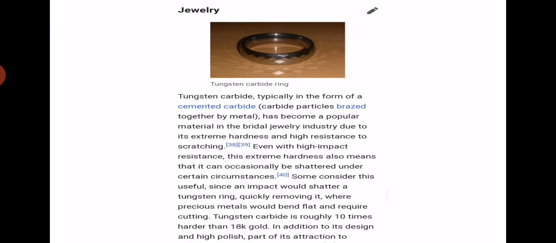And this tungsten carbide is roughly 10 times harder than 18 karat gold. In addition to its design and high polish, part of its attraction is its hardness compared to other metals. So this tungsten carbide we are using also in jewelry because of its hardness. As we know, this tungsten carbide is roughly 10 times harder than 18 karat gold.